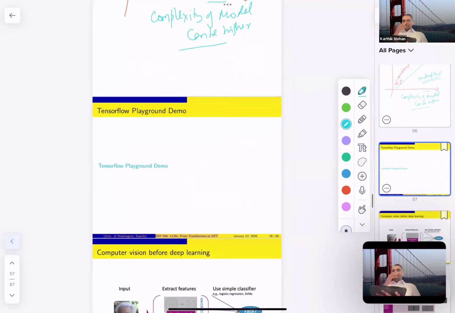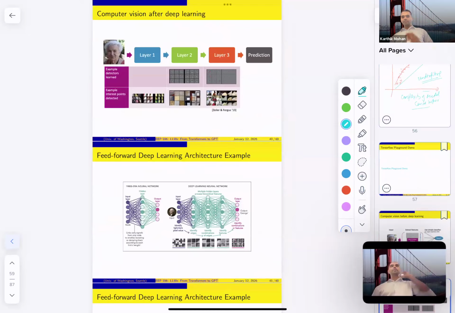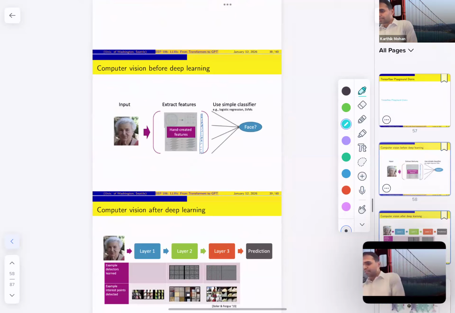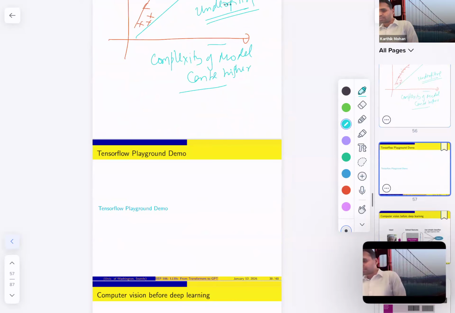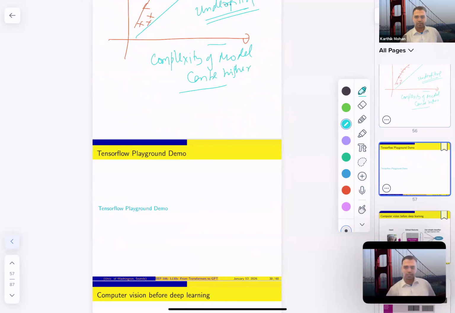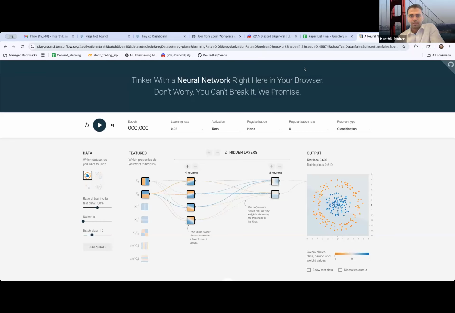All right. So any questions on overfitting, underfitting? All right, so we'll go through a small demo. Let's go through the TensorFlow demo here. It's pretty instructive. So yeah, we have different kinds of data sets here.